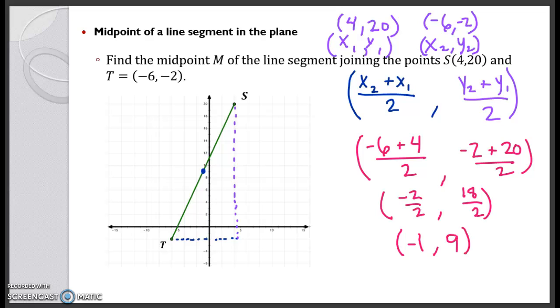Now, let's go back and check our work. Does this point look like it's at about (-1, 9)? Yes, it does. -1 and 9. We were actually pretty darn close there. So that is the midpoint of a line segment in a plane.